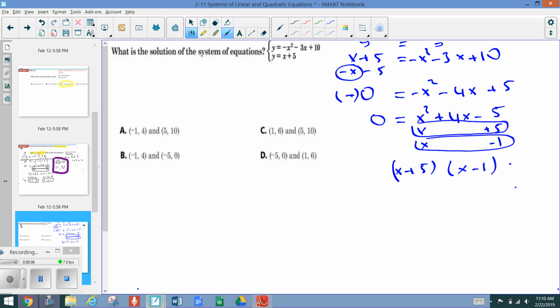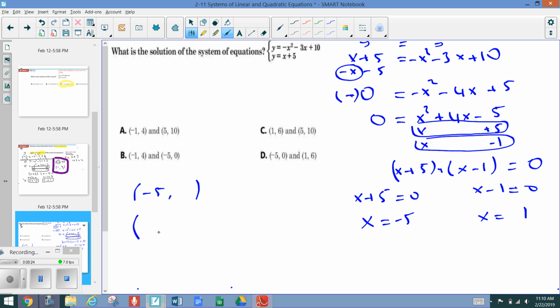I am multiplying those two numbers and then getting 0 at the end. That means each should be 0. X is equal to negative 5, x is equal to 1. So the x components: negative 5 comma y, 1 comma another y. We don't know the y's yet. We'll just plug those back in.